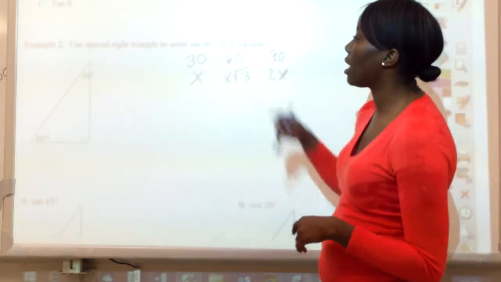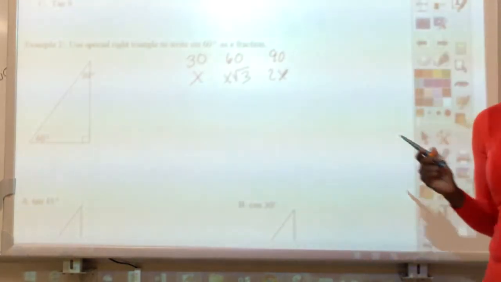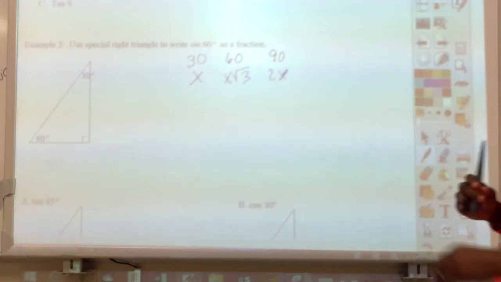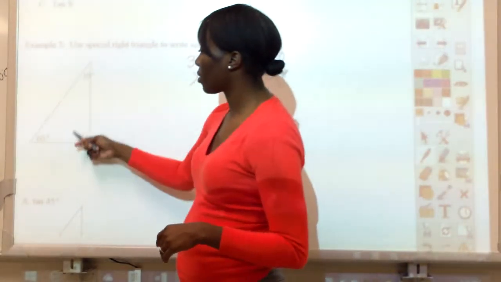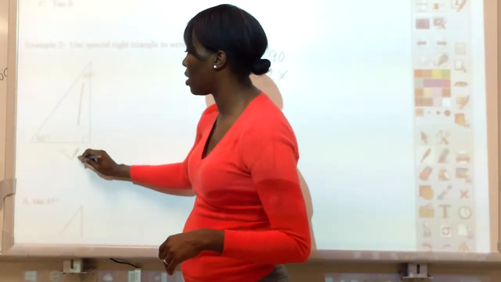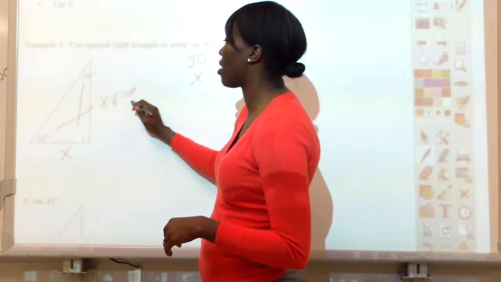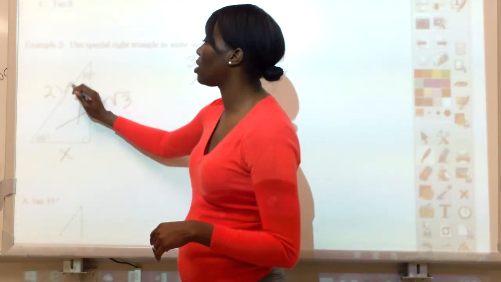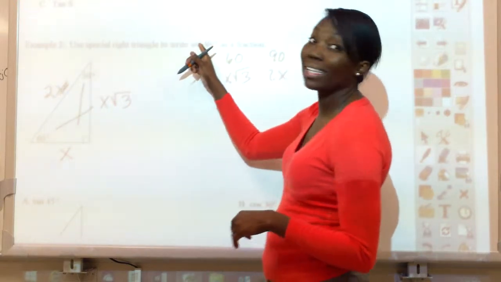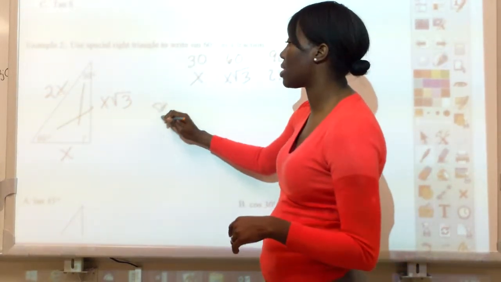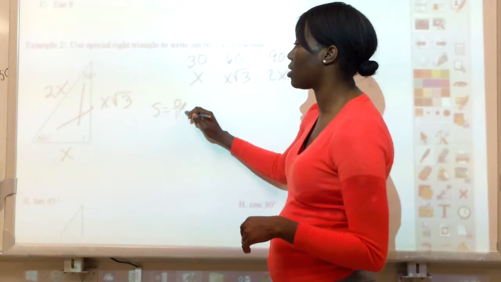And so if we're writing the sine of 60 degrees for this special right triangle, if we label it, across from the 30, that's the shorter side, across from 60, shorter times radical 3, across from the 90, 2 times shorter. And so we're writing sine of 60. Remember, sine is opposite over hypotenuse.